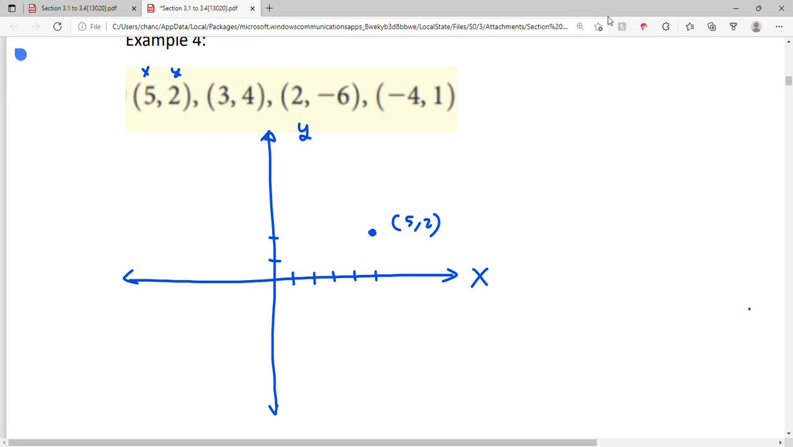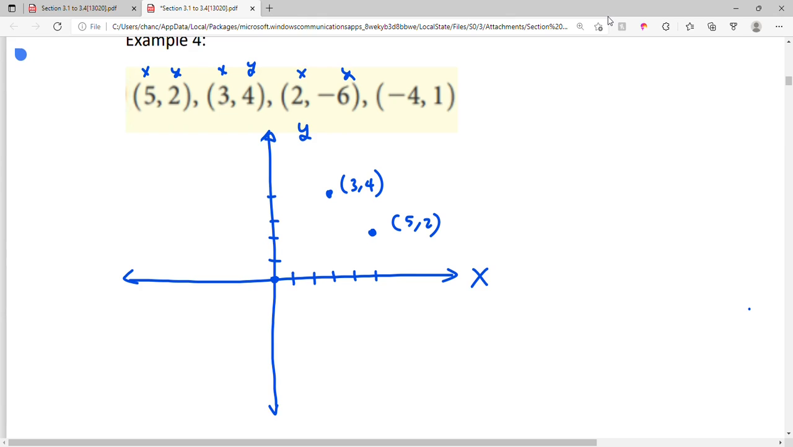For our second point, it's (3, 4). That means I start from the center again, the origin, and go to the right 3 spaces, 1, 2, 3. And since that's a positive 4, we're going to go up 4. 1, 2, 3, 4. And so this is the point (3, 4).